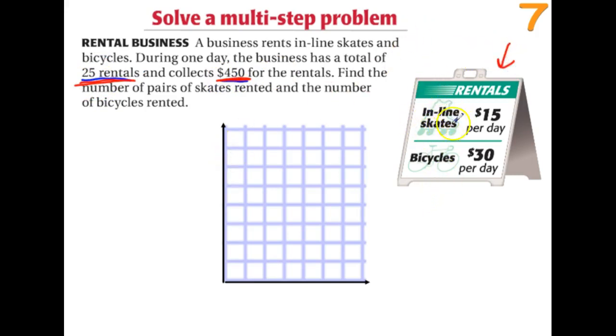Okay, and they give us some more information over here. The skates, or rollerblades, cost $15 per day, and the bicycles cost $30 per day. We're also going to need some letters here, so I'm just going to say X is going to represent skates and Y is going to represent bicycles. So right down here, X is going to be skates and Y is going to be bicycles.